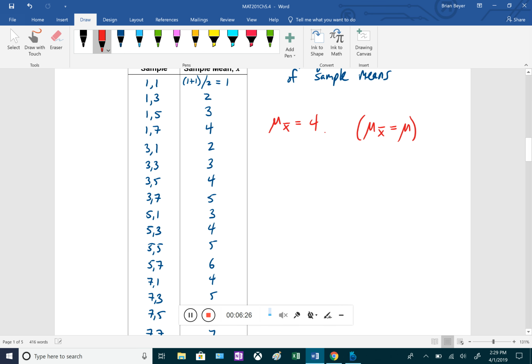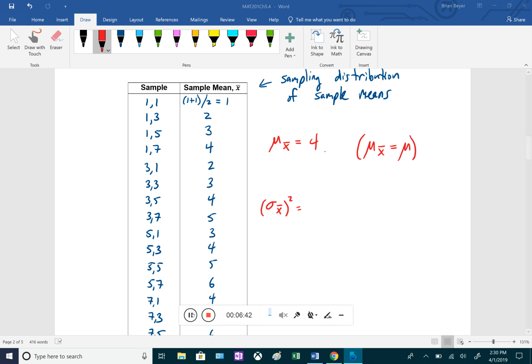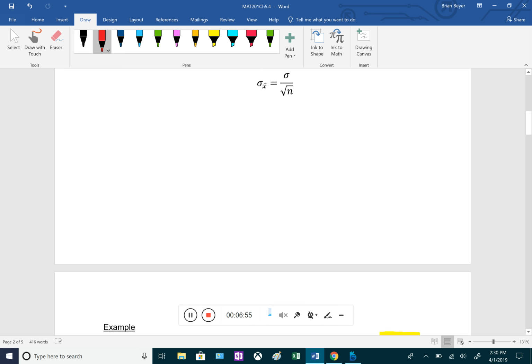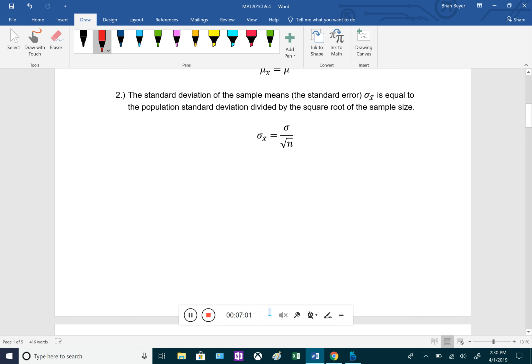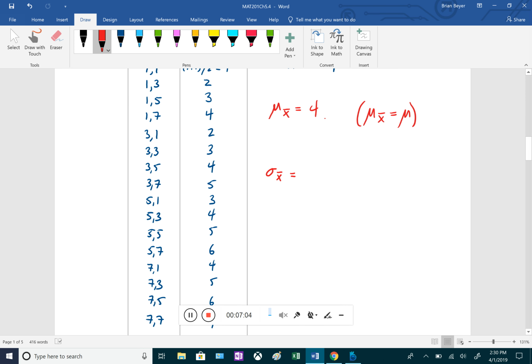And now let's just find the standard deviation of the sample means. Let's find the variance first. Actually, just kidding, let's do the standard deviation. So the standard deviation of all these numbers for the sample means, we could go through and do the calculation for standard deviation if you remember that. Let's actually use the shortcut from the previous page. We're told that the standard deviation of the sample means is the population standard deviation divided by the square root of the sample size.